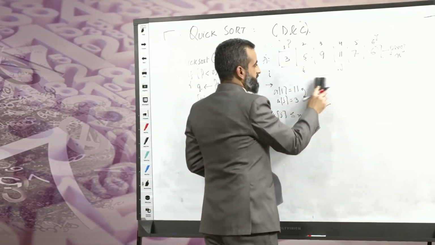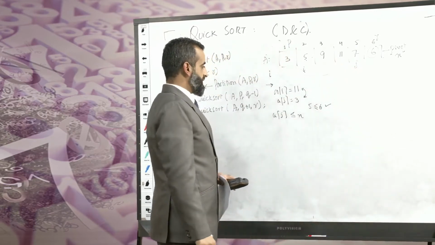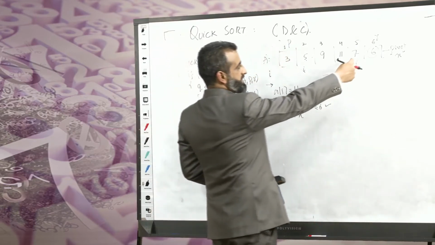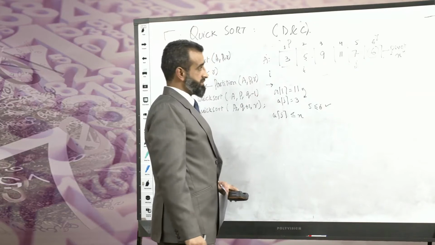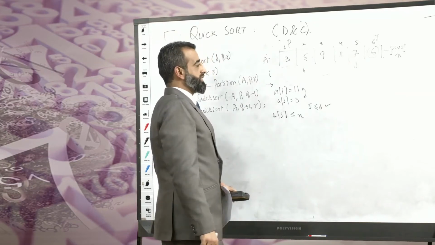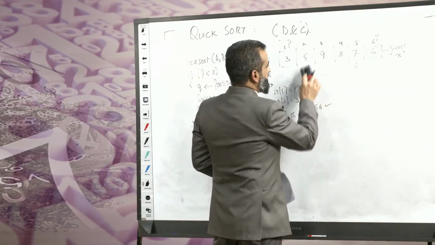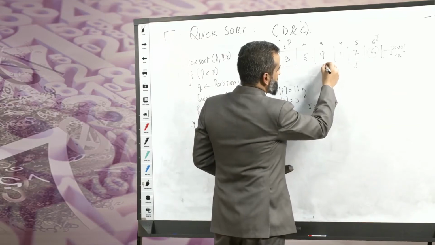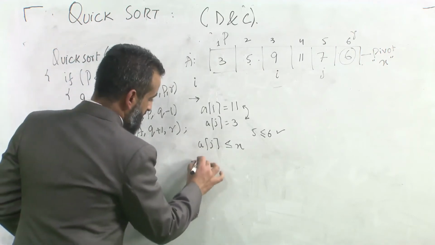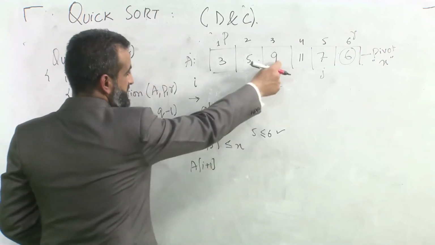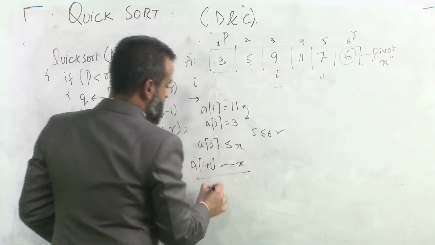I will keep on incrementing my J, which will now point towards 7. Again I make the necessary comparison of A of J and X. Now A of J is pointing towards 7 and I compare it with 6. The condition is false. 7 is not less than or equal to 6, so we come out of the loop. We just increment our I, and I will now point towards position 3, and we will now swap A of I plus 1, which is 3 in this case, with X, the pivot element, or A of r.